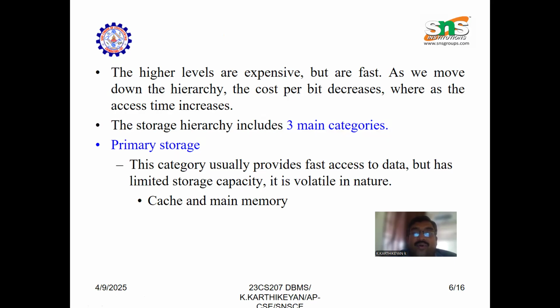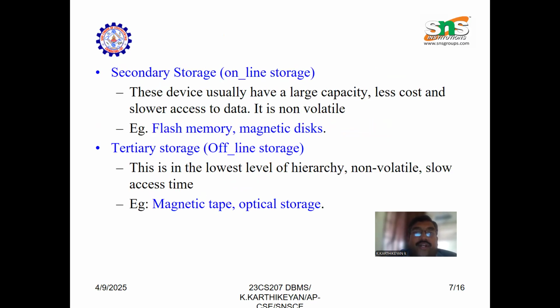The storage hierarchy includes three main categories. One is primary storage. This category usually provides fast access to data but has limited storage capacity. It is volatile in nature, like cache and main memory. Secondary storage, or online storage, usually has a large capacity, less cost and slower access, and is non-volatile, for example flash memory and magnetic disk. Tertiary storage, or offline storage, is the lowest level of the hierarchy, non-volatile with slow access time, for example magnetic tape and optical storage.